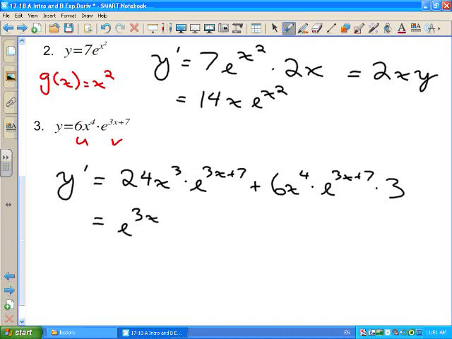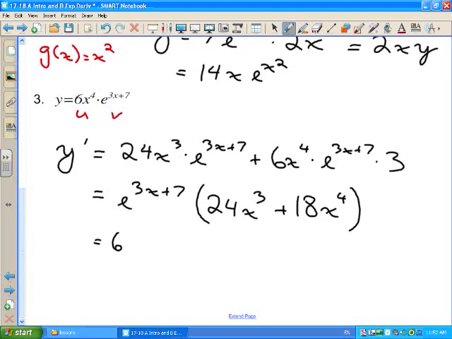So we can definitely factor out e to the 3x plus 7, which is going to leave us with 24x cubed plus 18x to the power of 4, because that 6 gets multiplied by the 3. Okay? And is there anything else we can factor out now? Yeah. So we can do 6x to the power of 3, e to the 3x plus 7 times 4 plus 3x.